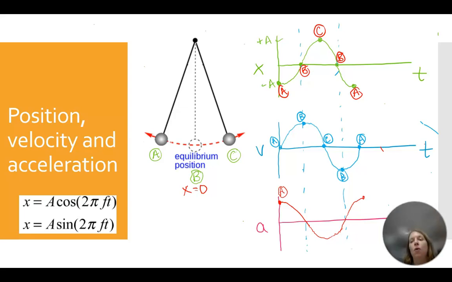So you can expect to need to construct these graphs and think about these things, and the activities that you're doing in class will help you do that. Hope this helps.